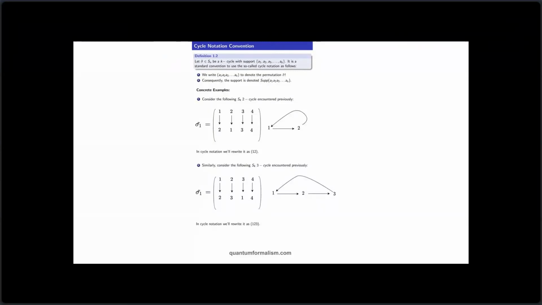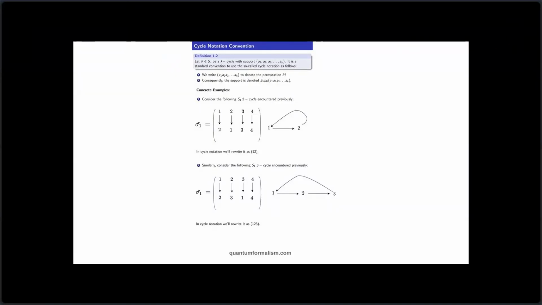So here's an example. One of the 2 cycles, for example, the one that takes 1 to 2 and 2 back to 1, we just write 1 2 inside the parentheses. In the chat, Barry is asking if we can return to the definition of a disjoint cycle. Yeah, I'll get back to that in a minute.